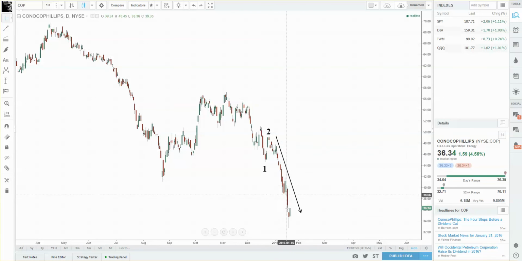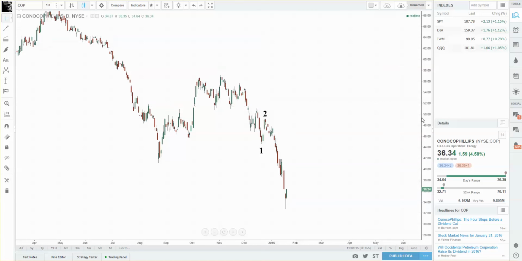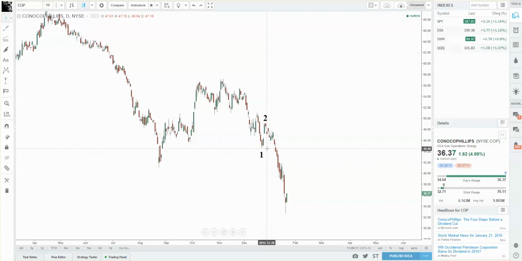This accelerated decline has the personality of a third wave. This is what third waves look like. So if you had counted this in real time, you would know that any rally should be sold. This is where you make your money. Third waves are what you want to ride, either to the upside or to the downside. If you're not actively short and you're counting this in real time, at the very least, you know this is not a buying opportunity.